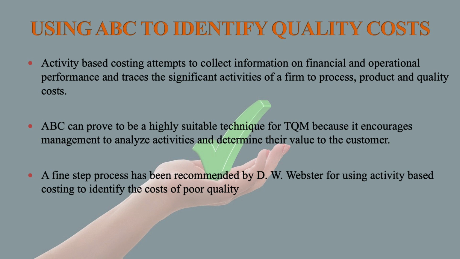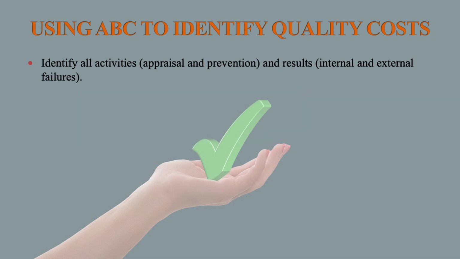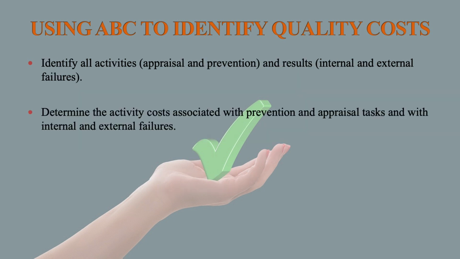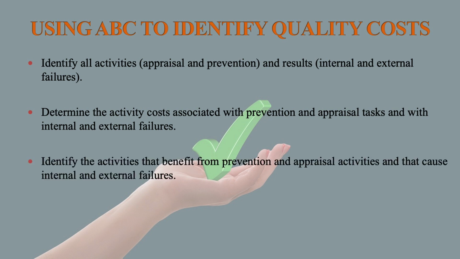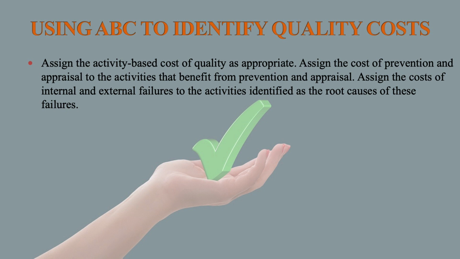Using ABC to identify quality cost. Identify all activities and results. Determine the activity costs associated with prevention and appraisal tasks and with internal and external failures. Identify the activities that benefit from prevention and appraisal activities and that cause internal and external failures. Assign the activity-based cost of quality as appropriate.